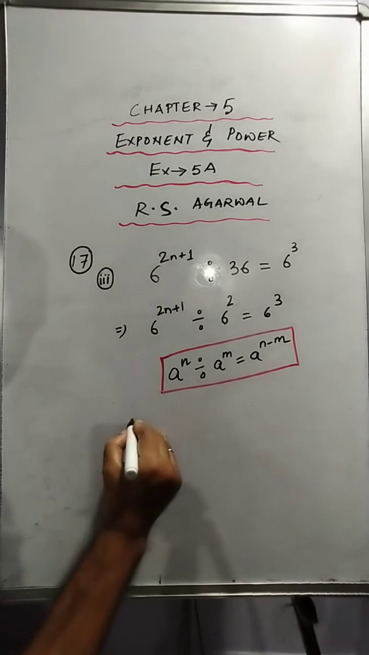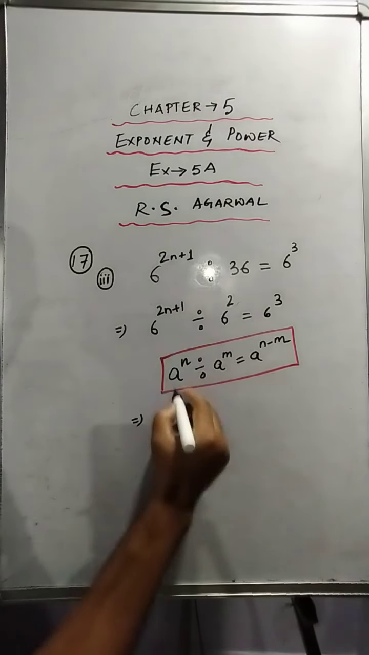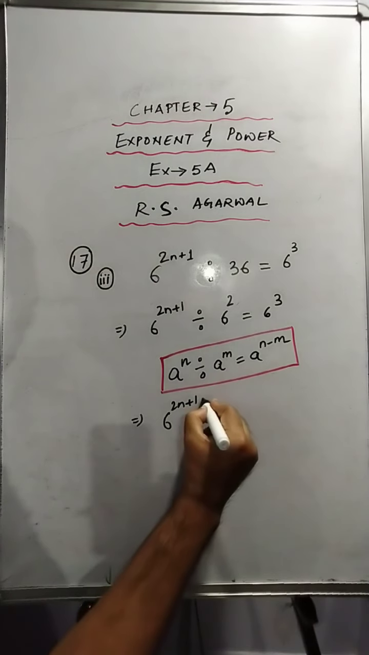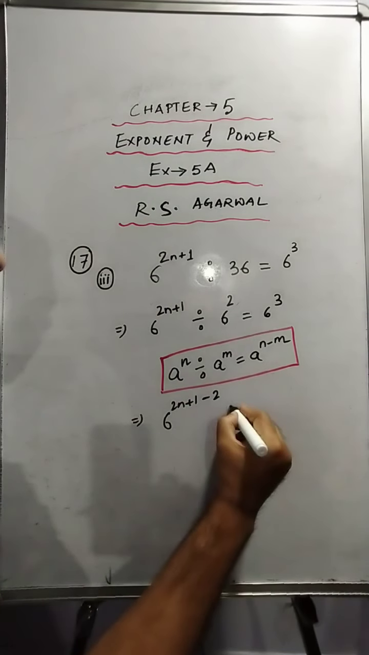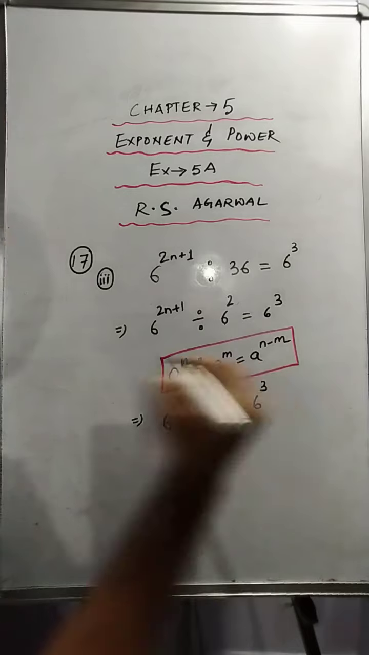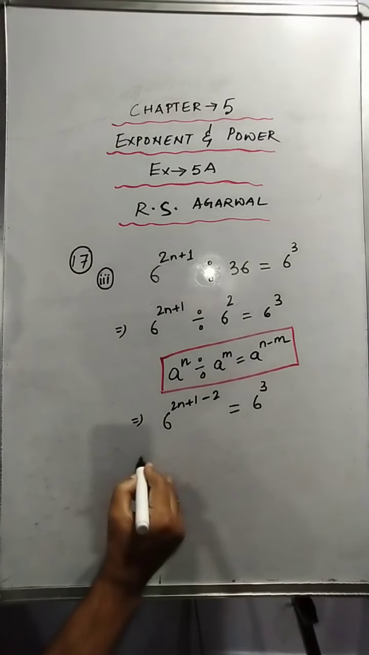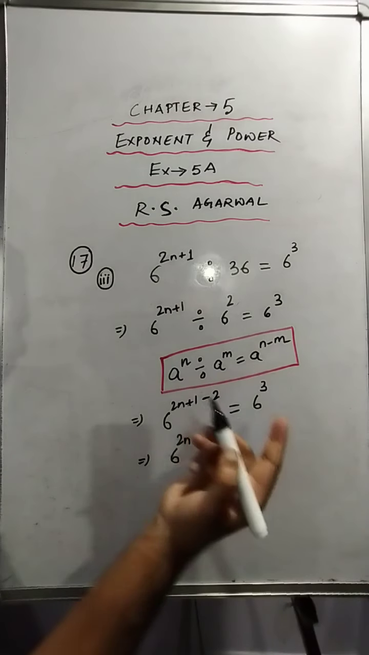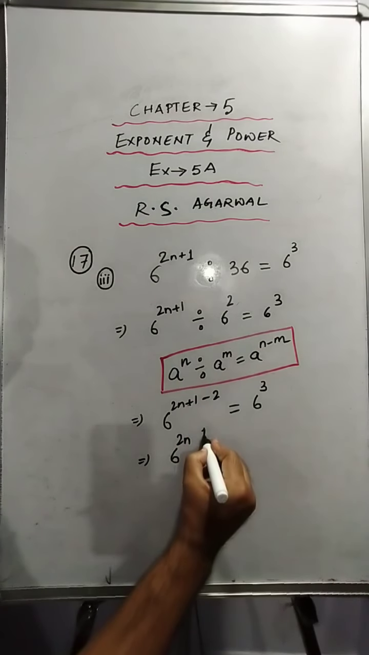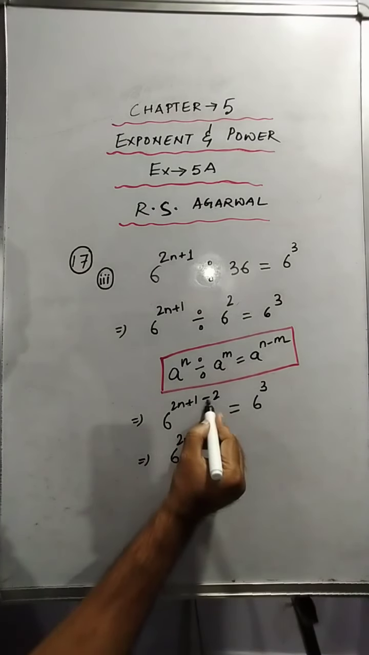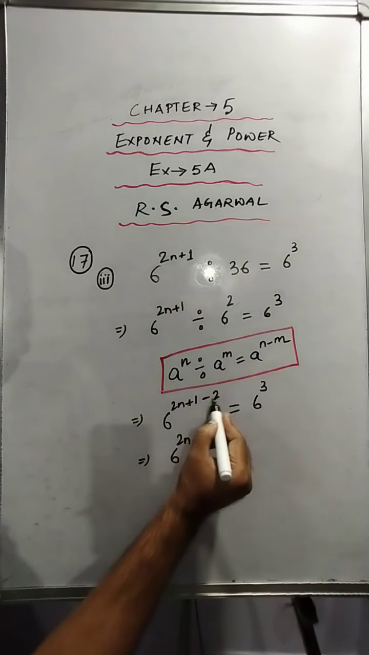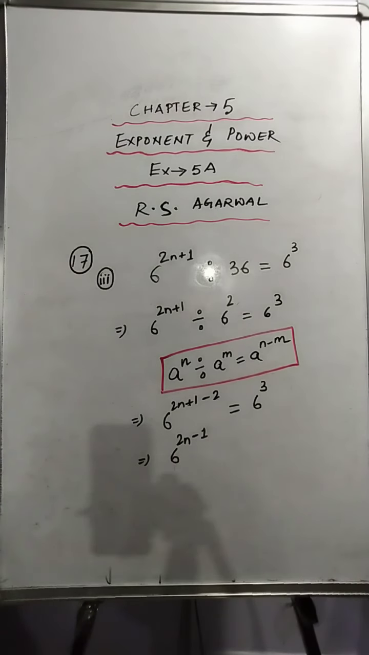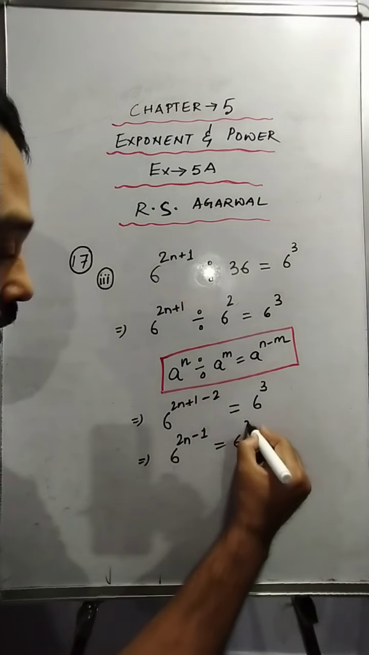So that would be what? 6 to the power 2n minus 1, 2n plus 1 minus 2. And this would be equal to 6 to the power 3. Now we'll solve this too. So what will be the answer? 6 to the power 2n, plus minus is minus. 2 minus 1 is 1. Which sign is greater? Minus, because 2 is greater than 1. So 2 is carrying the minus sign, so we'll put minus here. So that would be equal to 6 to the power 3.